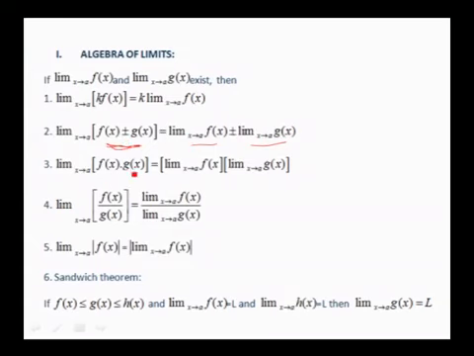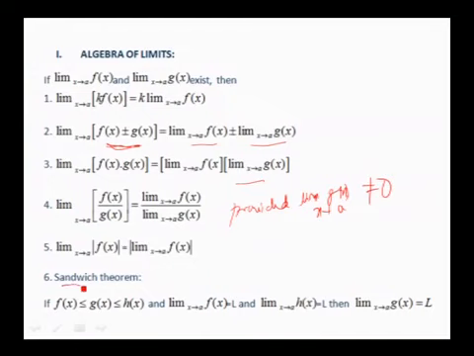Product: if you have f(x) into g(x), I can write it as the limit of f(x) as x tends to a and the limit of g(x) as x tends to a. If you have the limit of f(x) by g(x) as x tends to a, then you can write it as the numerator limit of f(x) over the limit of g(x), provided of course the limit of g(x) as x tends to a is not equal to 0, the denominator should not be 0. And the limit of mod f(x) is the modulus of the limit of f(x). You can take that modulus outside and write it in this form.